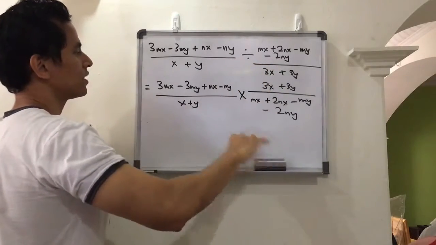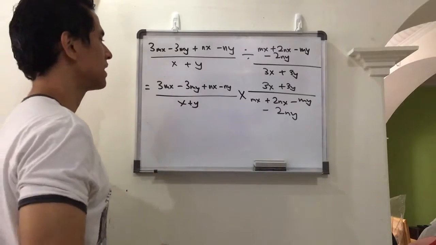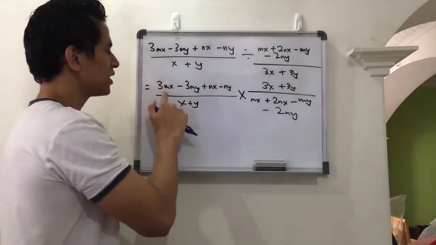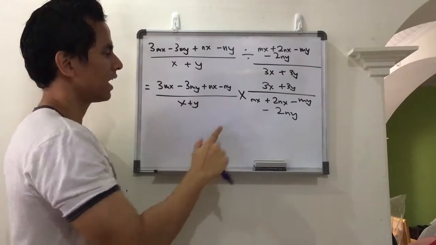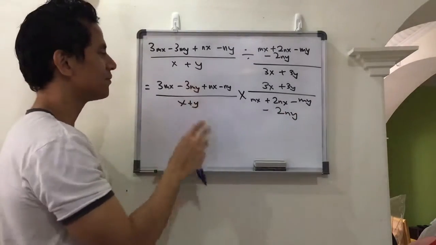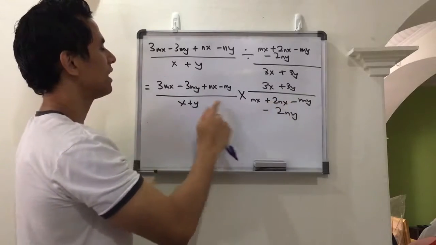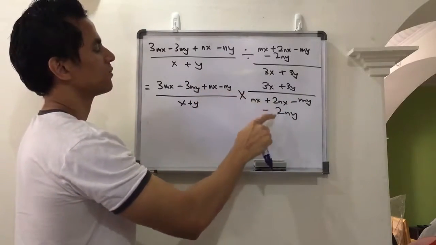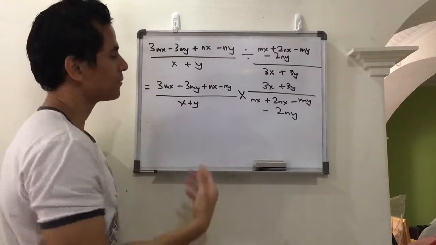So let's see now for this part here. This part here looks complicated, right? But let's see, we have a 3mx minus 3my, and here we have mx plus 2nx. So instead, let's have it in the same form, right? Let's put mx minus my plus nx minus ny, okay? So I'm not going to rewrite another line, but I'm just going to change it here.